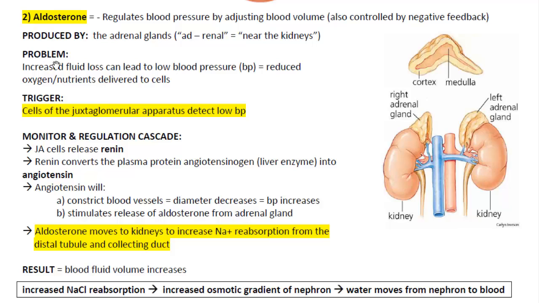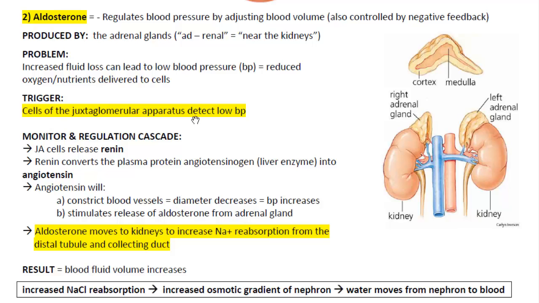All right. So what's the problem that aldosterone is responding to? There's an increased fluid loss. And when you are dehydrated and you've increased your fluid loss, then you can get low blood pressure, just like we said, because you've got the low blood volume. And then that means you have reduced oxygen and nutrients being delivered to the cells. That's a problem. You're trying to fix that problem. How do you know that you have that problem?